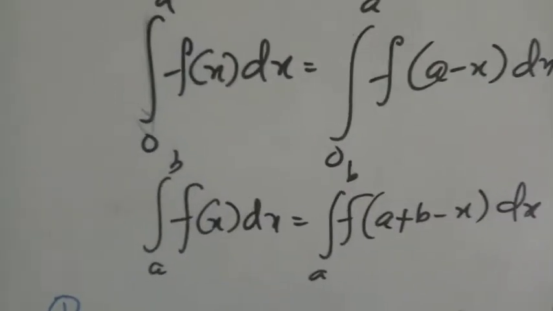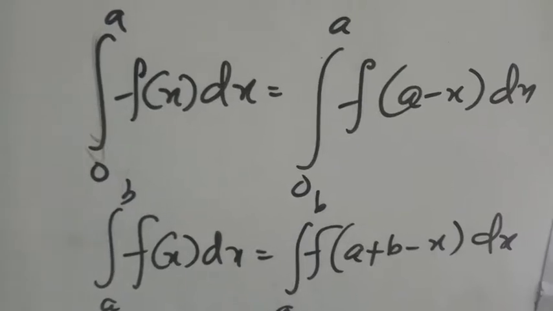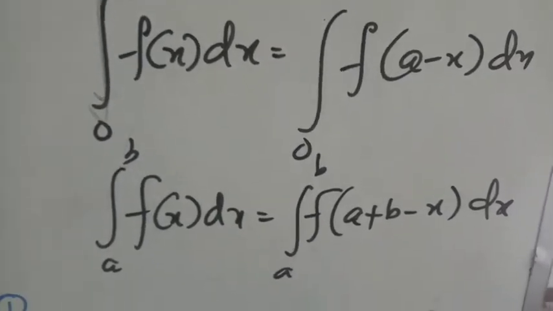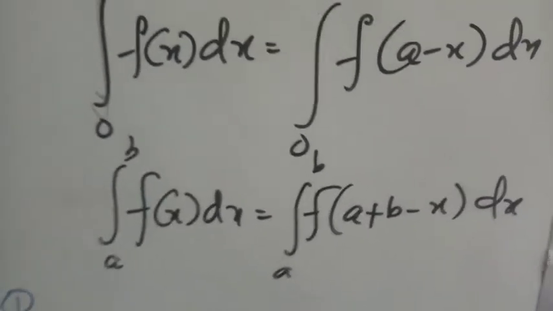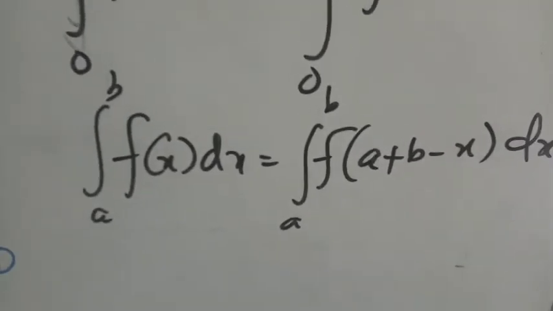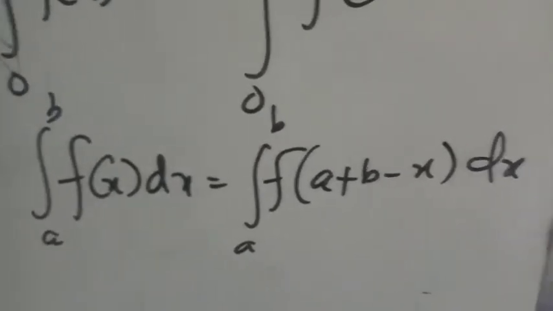You know these two formulas: integral 0 to a f of x dx is equal to integral 0 to a f of a minus x dx, or integral a to b, with the lower limit a here, in the previous case it was just 0. Integral a to b f of x dx is equal to integral a to b f of a plus b minus x dx.